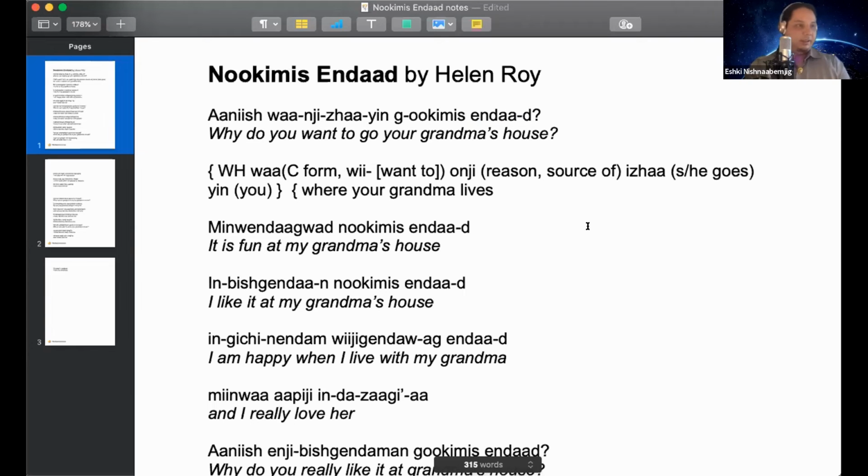Okay, how am I going to do this? Do you need me to put that part? Yeah, you do. Gokamis is your grandma. And N dot is C form of da for she.